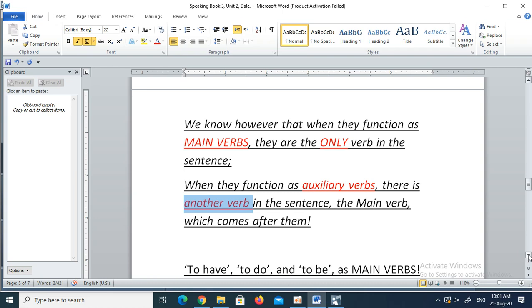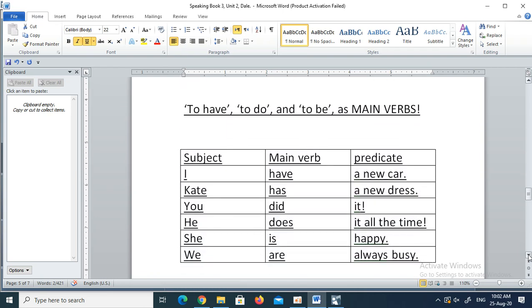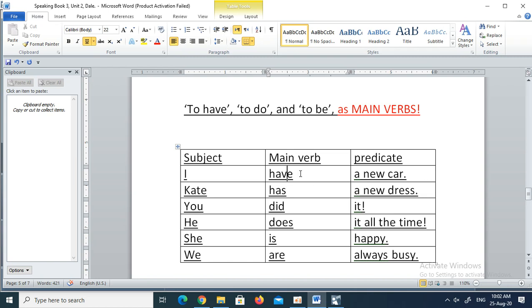All right, we use to have, to do, and to be as main verbs in these examples. I have a new car. Okay, there is only one verb in this sentence. One verb only, have.